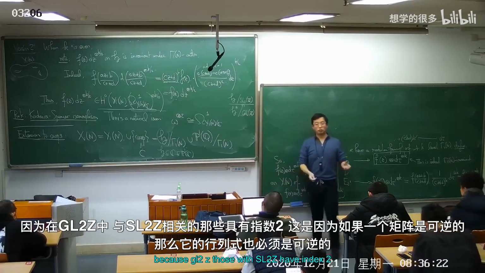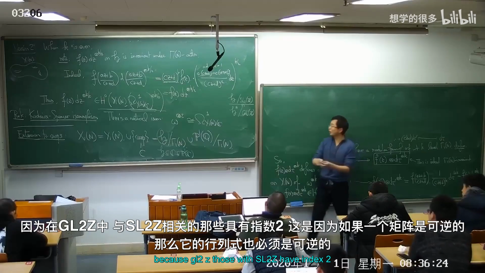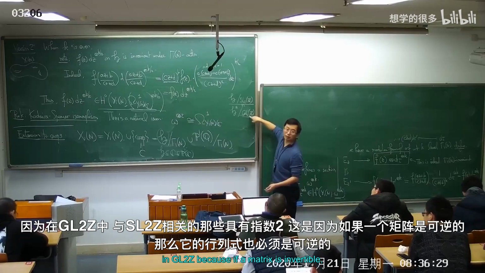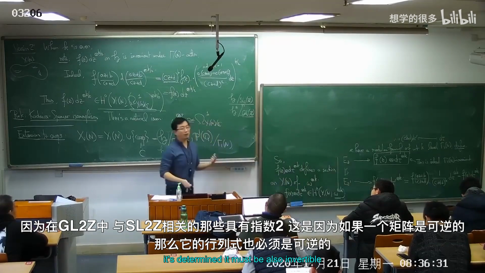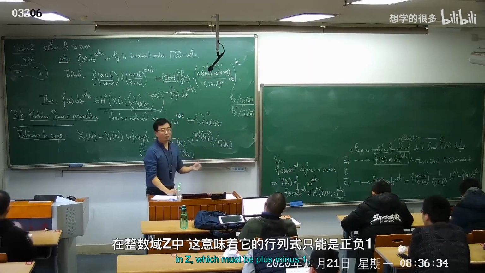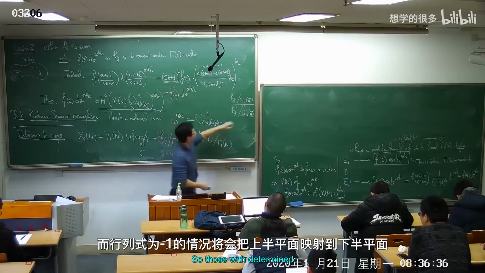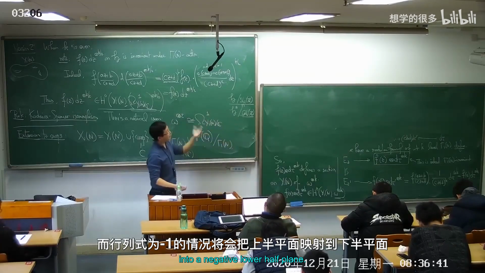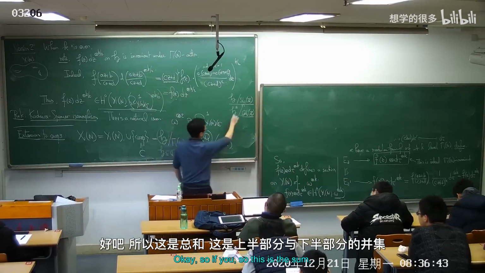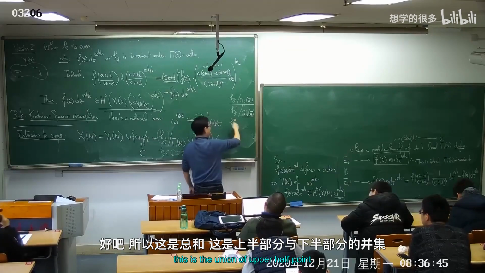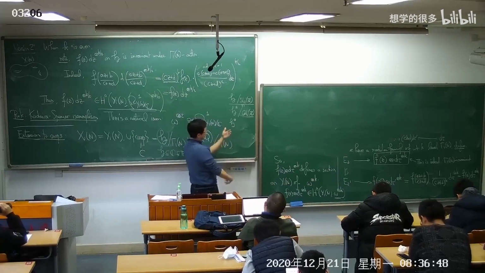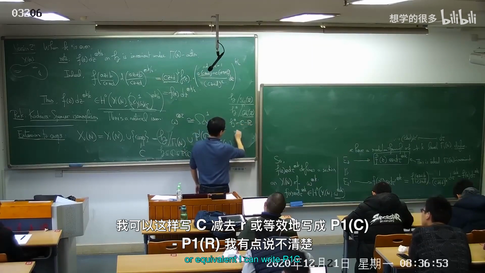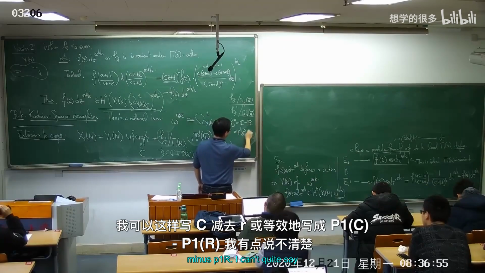Because SL2(Z) has index 2 in GL2(Z). If a matrix is invertible, its determinant must also be invertible in Z, which must be plus or minus 1. Those with determinant negative 1 will turn the upper half plane into the lower half plane. Okay, so this H is the union of the upper half plane and the lower half plane. I can rewrite this as C minus R, or equivalently P1(C) minus P1(R).